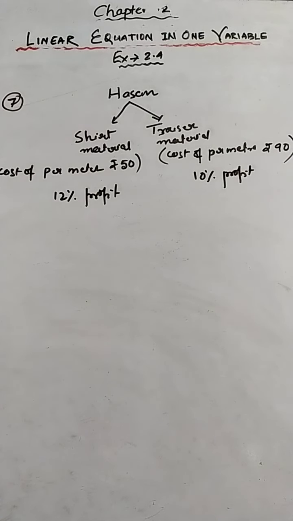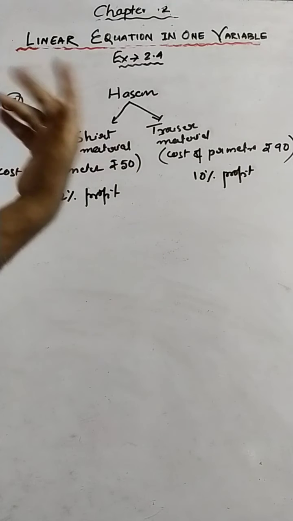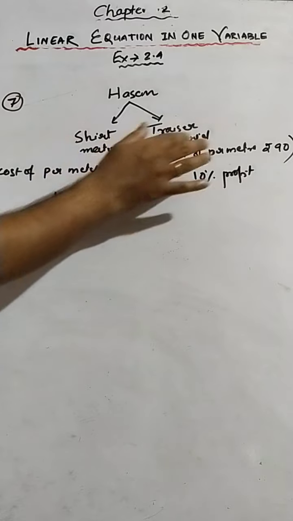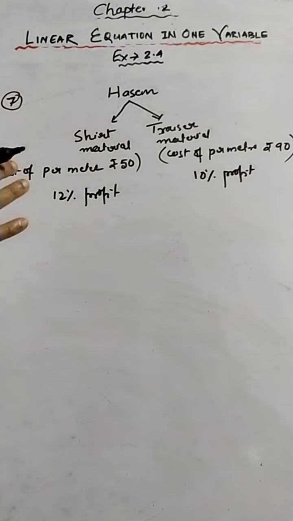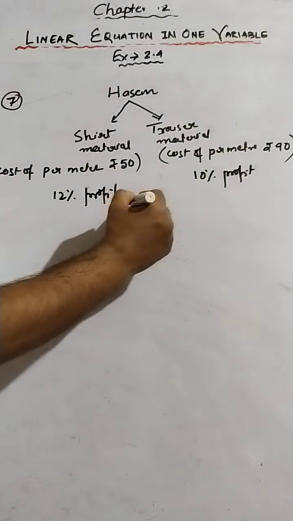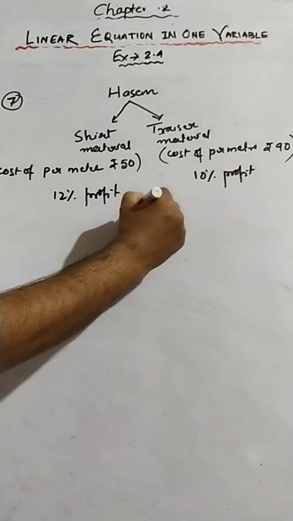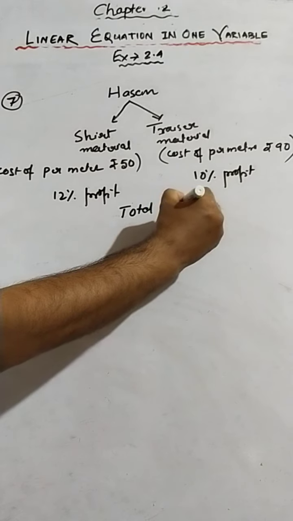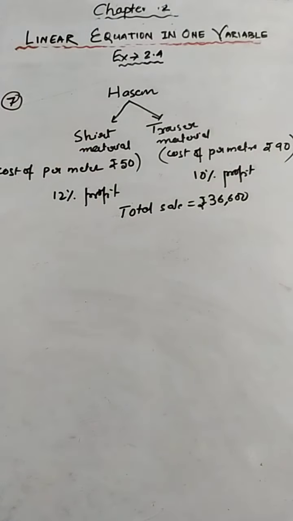Okay, this is the description that they have given. Now one more thing they have given, his total sale is 36,600. So when Hassan sells the total shirt material and trouser material with this percent profit, the total amount that he has gathered after selling is rupees 36,600. So total sale is rupees 36,600. So this is the description of the question.